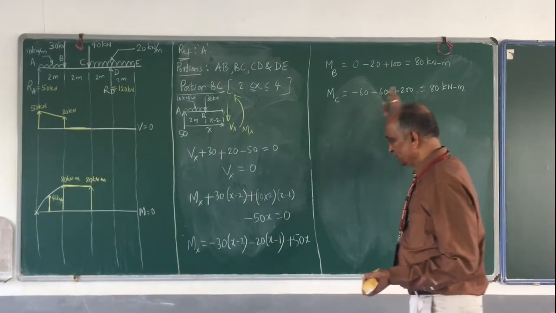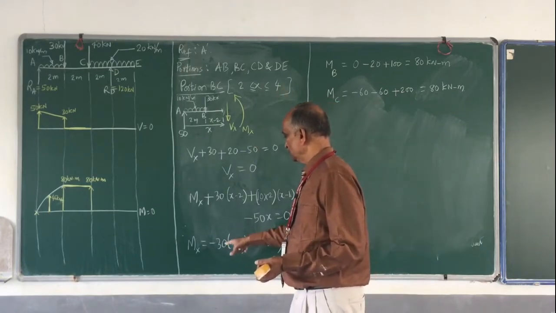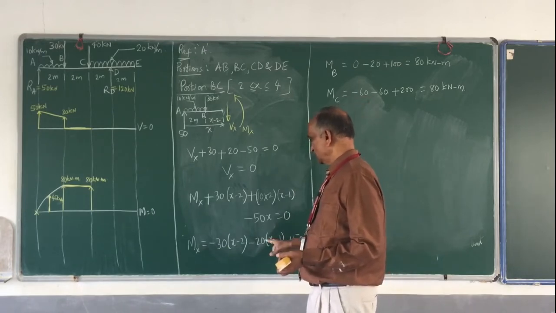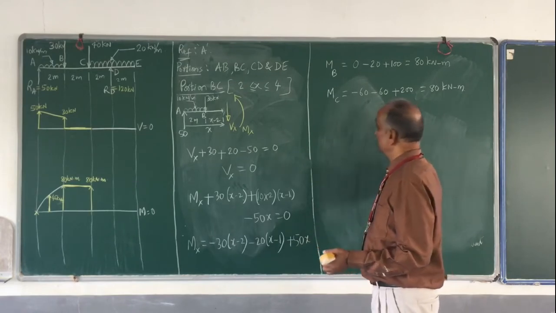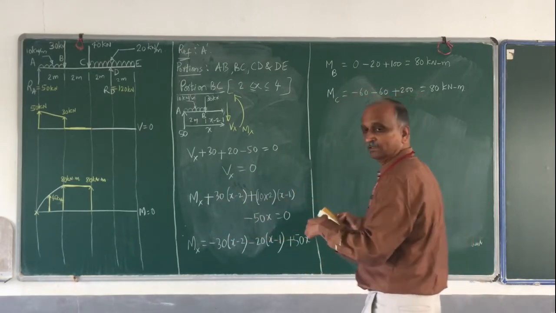Okay, any substitution mistake? Just check it. X is equal to 4. 4 minus 2 is 2. 2 into minus 30, minus 60. 4 minus 1 is 3. 3 into minus 20, 60. And 50 into 4, 200. Okay, so I hope you got it. Then go for.